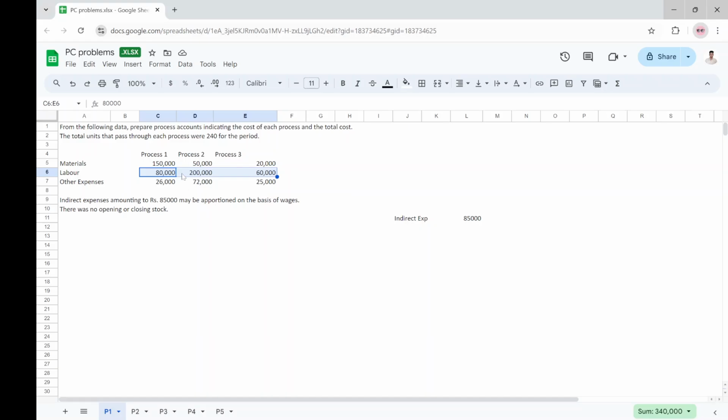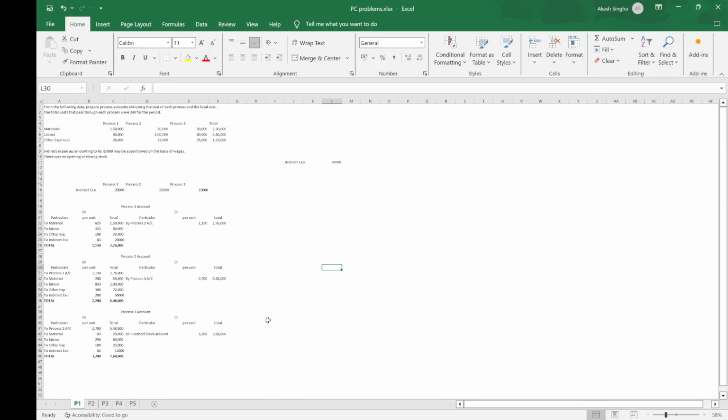For 3 lakh 40,000 of wages, 85,000 is the indirect expense. So for 80,000, what will it be? That will be the indirect expense for process one. That's how we can calculate it for each process. For process one, it will be 20,000. For process two, it will be 50,000. And for process three, it will be 15,000.